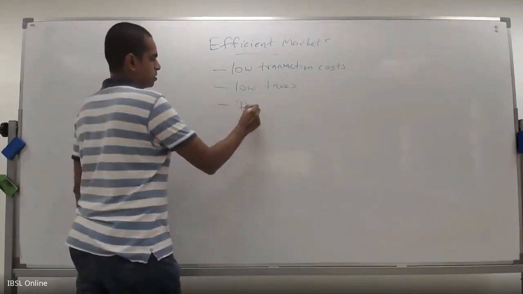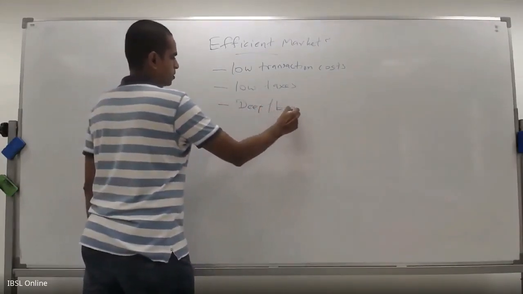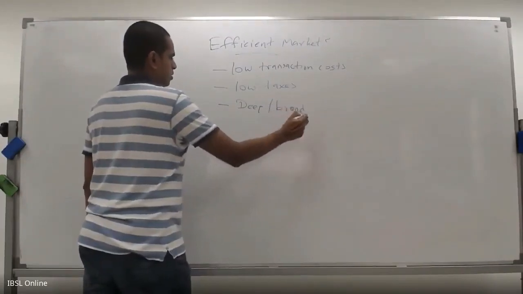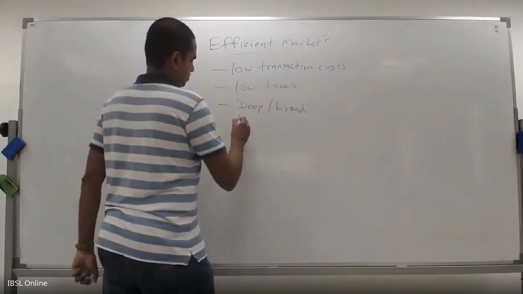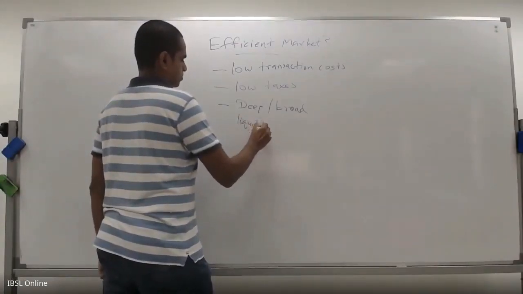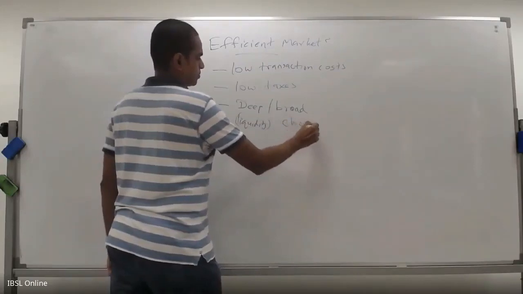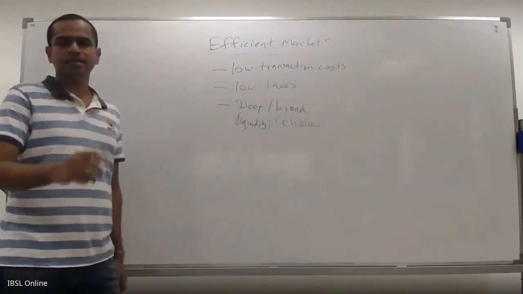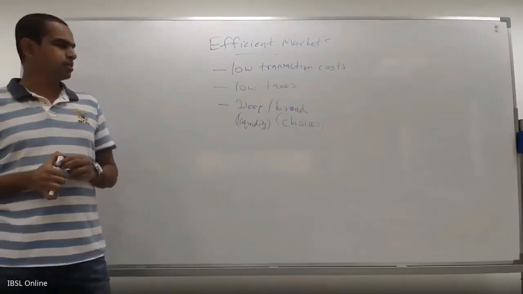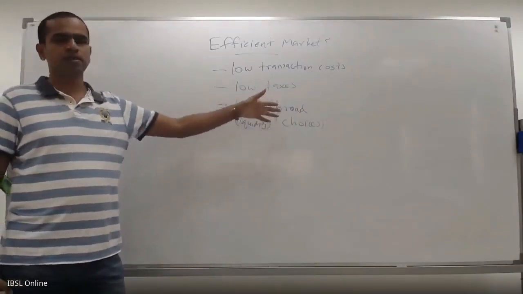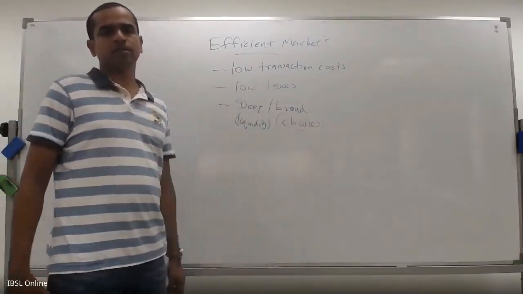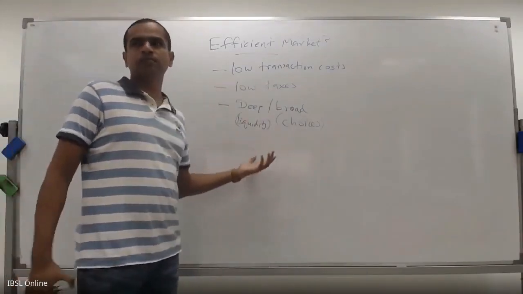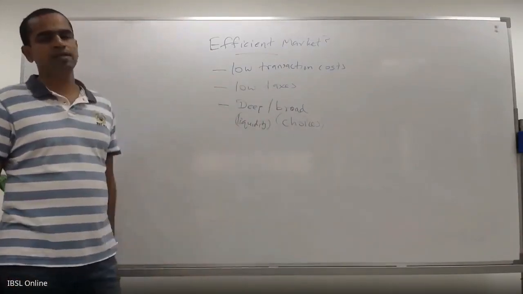A market should be deep and broad. A deep market means it should have plenty of liquidity, and also choices. If you have only one share listed in the stock market, there is no choice. The market is narrow. It's not broad. Only one share in the market is not going to help. You should have different choices, options to invest in various types of assets. Also, it should be liquid.